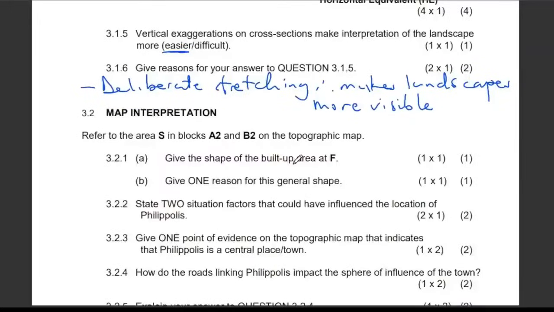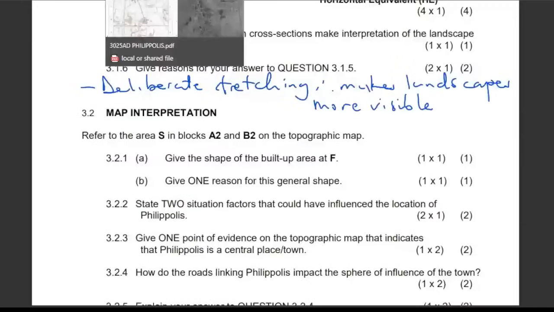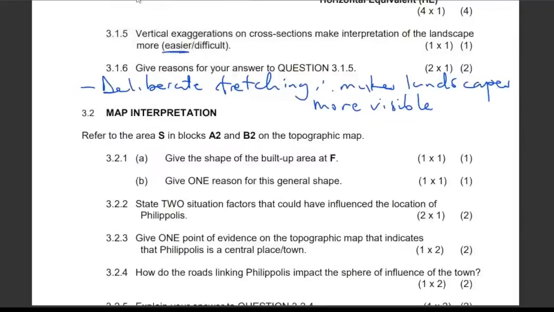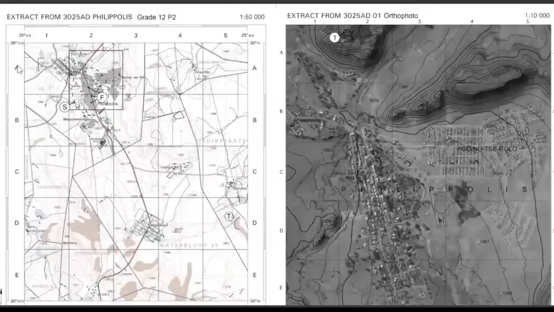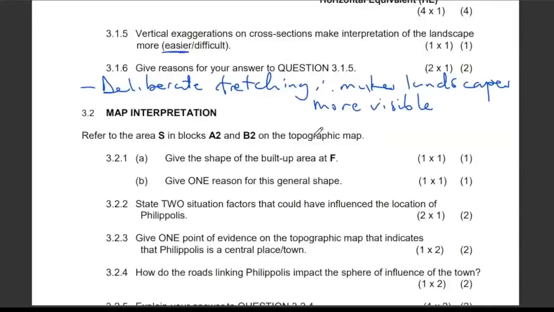Refer to the area asked in block A2 and B2 on the topographic map. Give the shape of the built-up area. Let's try to see if the area is visible on the map. We are referring to the topographic map, and we want to look at the shape of the built-up area in blocks A2, B2, right, block A2 and B2 on this area here. Which map are we referring to? Refer to the topographic map, A2, B2 built-up area.